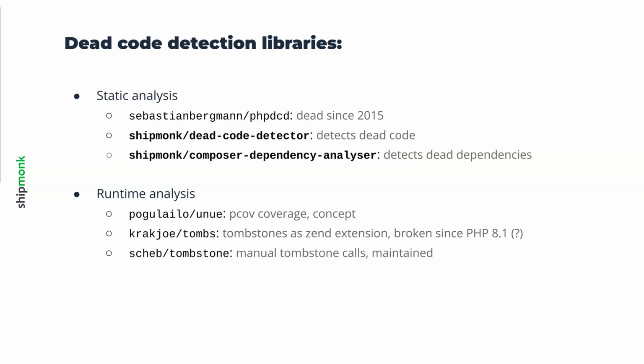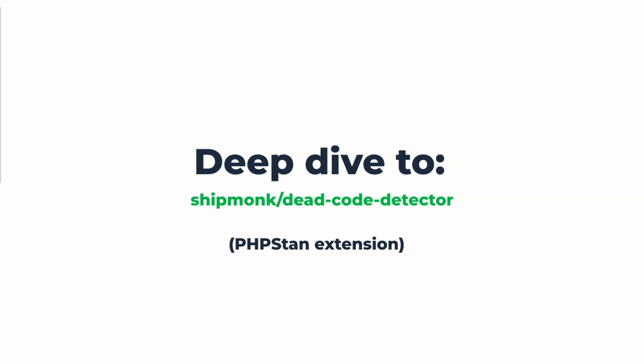And then the only thing that's actually being used, maintained, and working is the tombstone library that allows you to manually add the tombstone logging calls, which is really suboptimal because you don't want to have this specific call in every method. So let's dive into the static analysis part, which is made possible thanks to PHPStan, and that's our library called Dead Code Detector, actually a PHPStan extension.